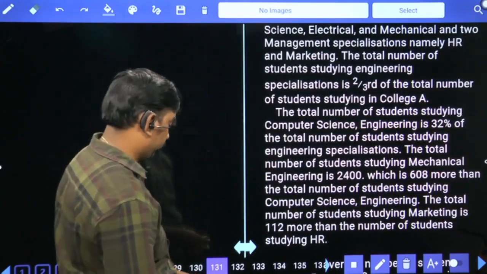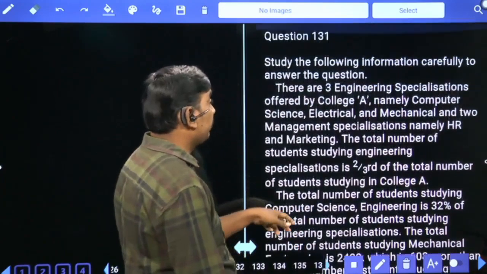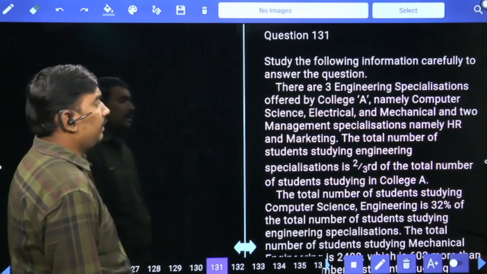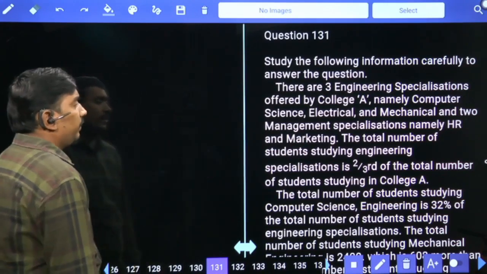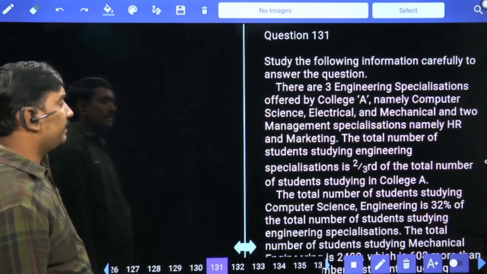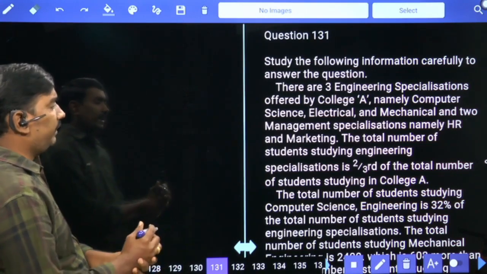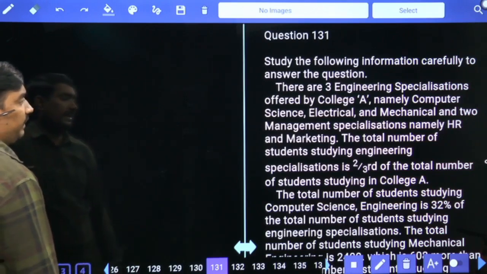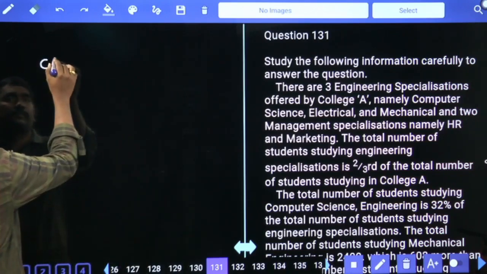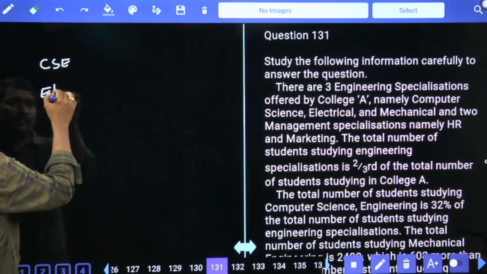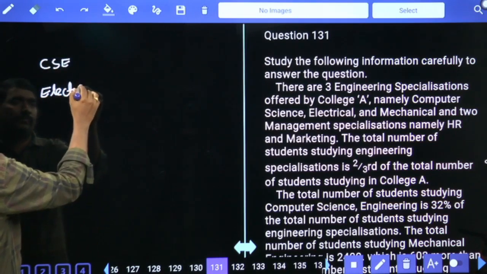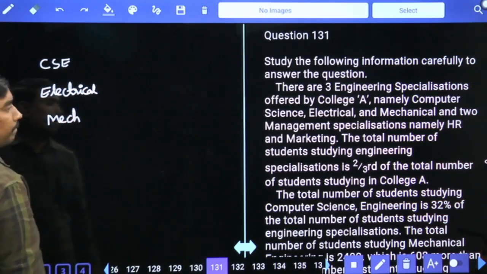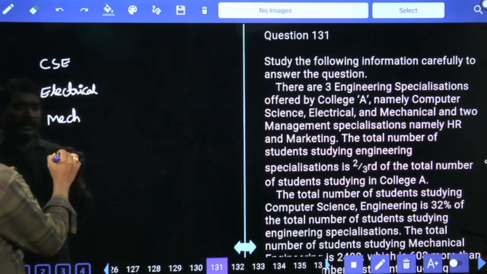Next, caselet. Study the following information carefully to answer the question. There are 3 engineering specializations offered by College A, namely Computer Science, Electrical, Mechanical, and 2 management specializations, namely HR and Marketing. So, engineering specializations are CSC, Electrical, Mechanical, and management specializations are HR and marketing.